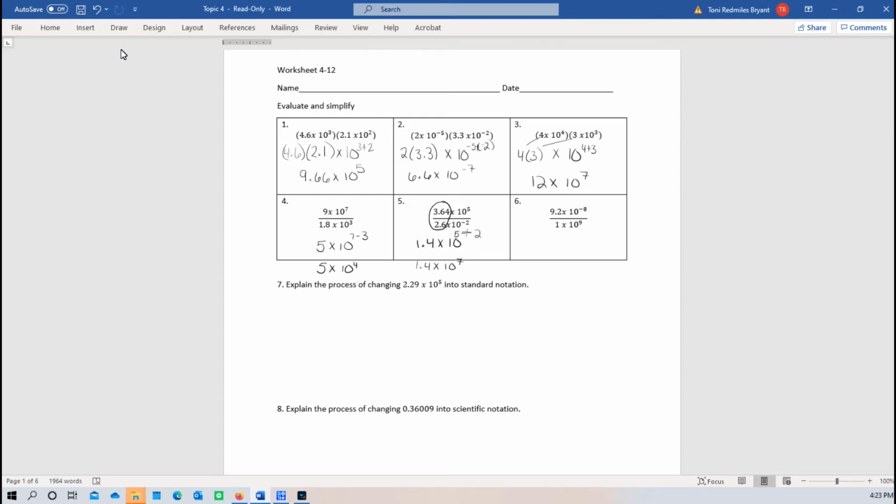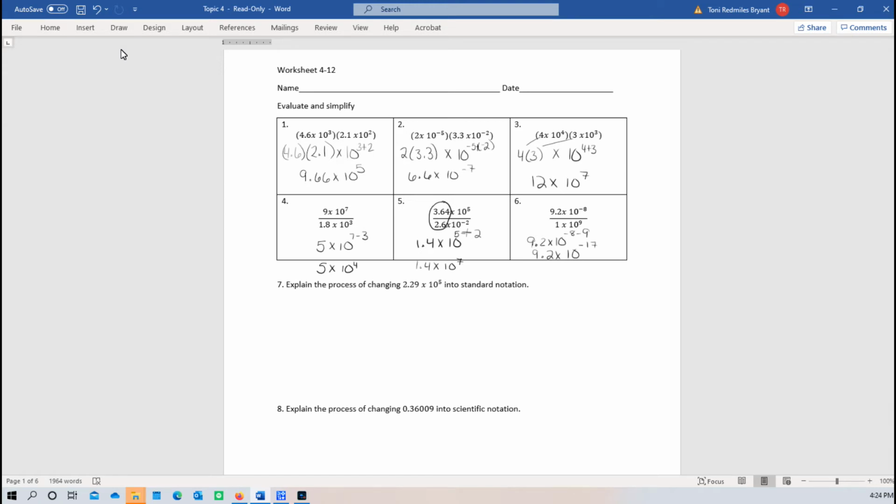All right, so anytime we take 1 and divide it into a number, it's just that number, so it's just 9.2 on this one. Times 10 to the -8 minus 9. This is like adding up my debt. So I have to go 8 plus 9 and make it negative. That's going to be a -17.